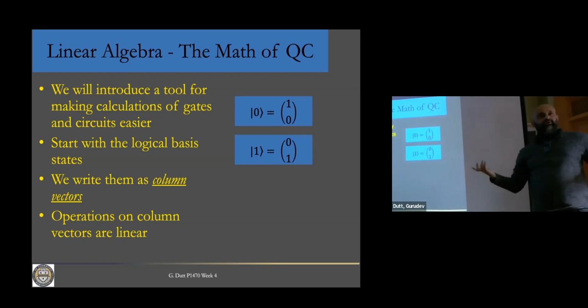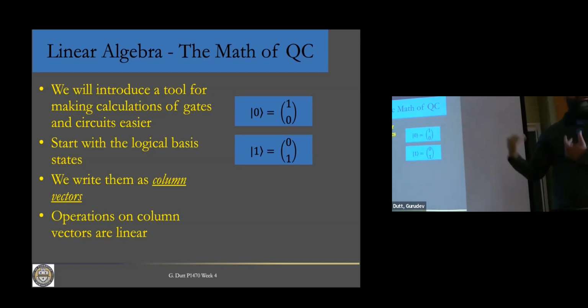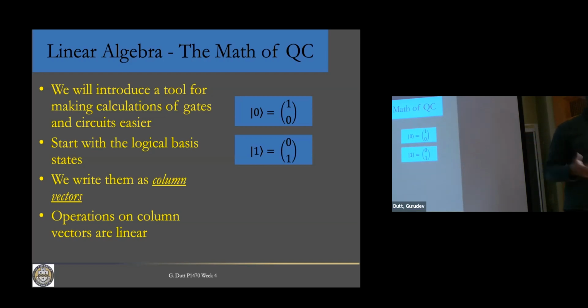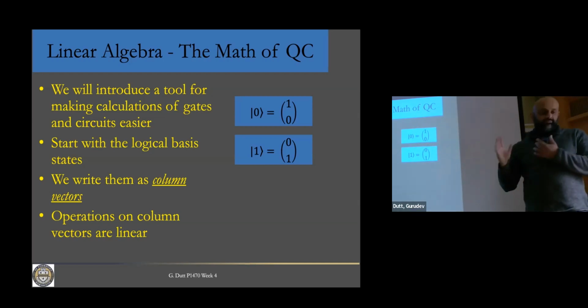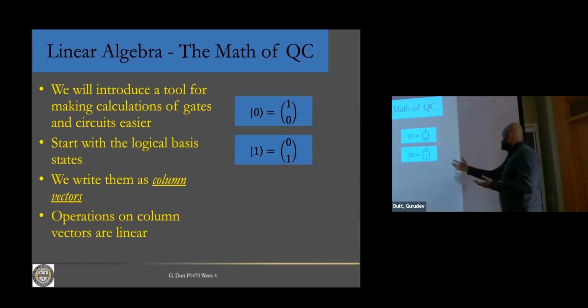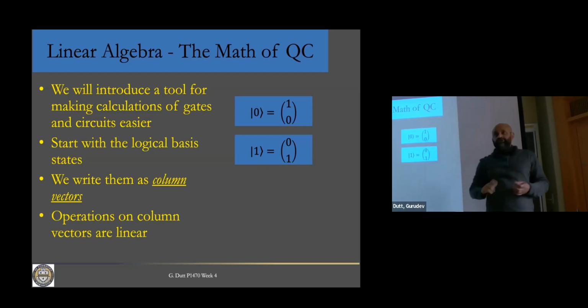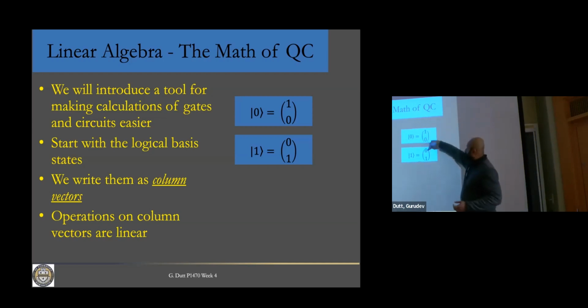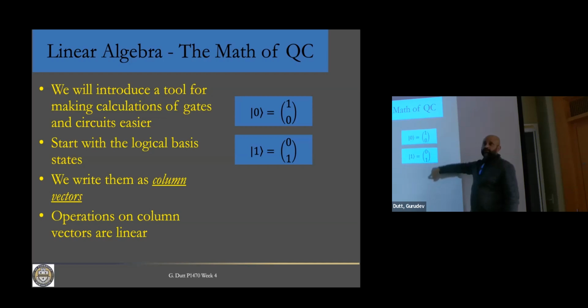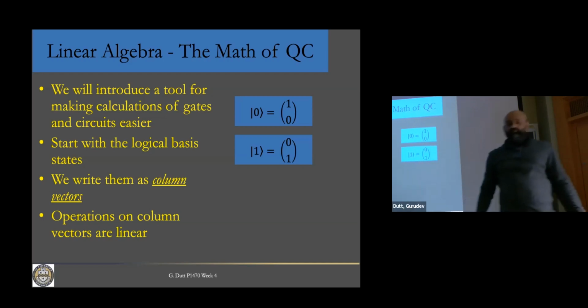Some of you may be familiar with linear algebra, then you know that these are just vectors in a linear vector space, basically. And of course, as I said, the operations on these column vectors are linear. So I can add 0 plus 1, and I'll get the state (1, 1), right? Because I'll add 1 to this component of the 0 and 0 to this component of the 1, and I'll get the state (1, 1).